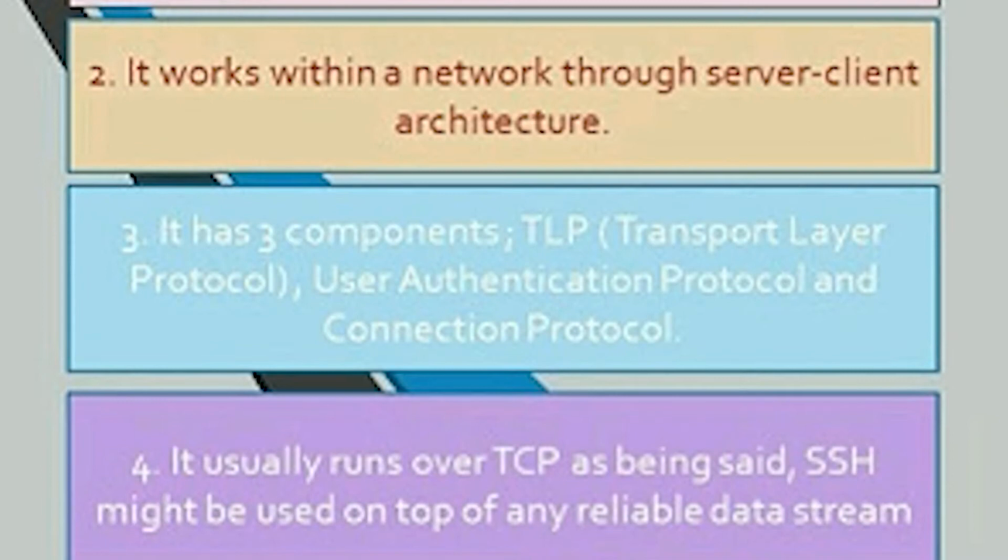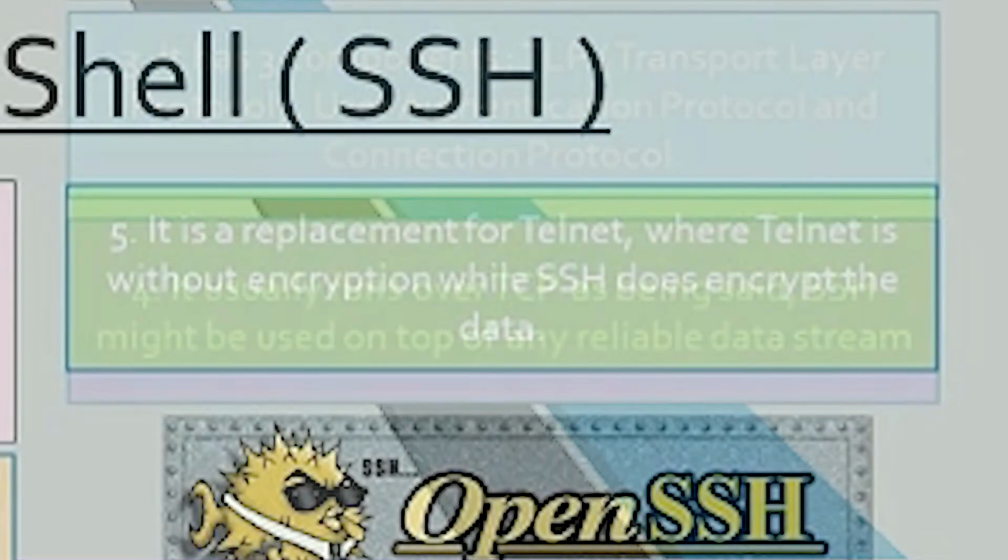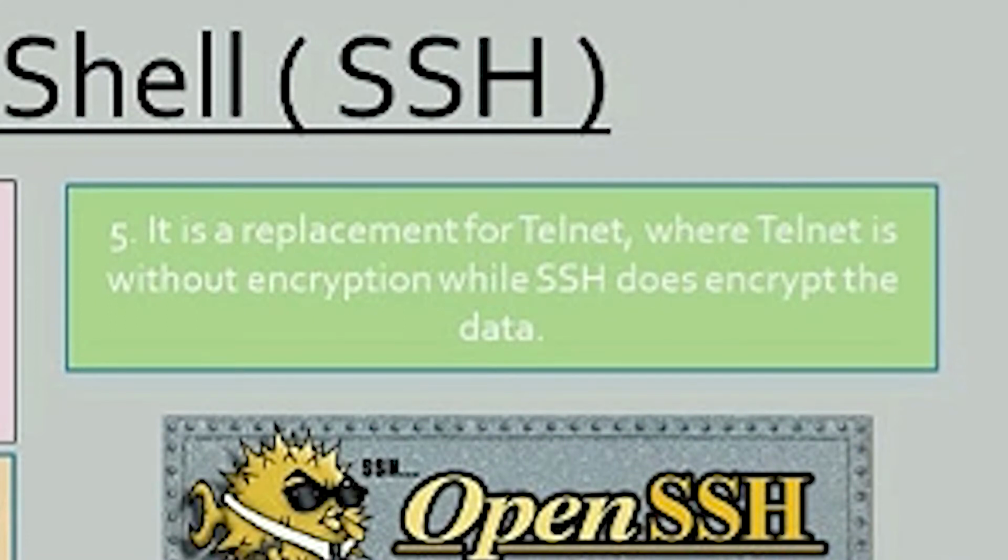Next, it has three components: TLP, Transport Layer Protocol, User Authentication Protocol, and Connection Protocol. Next, it usually runs over TCP. As has been said, SSH might be used on top of any reliable data stream. The last one is that SSH is actually a replacement for Telnet, where Telnet is a protocol without encryption, while SSH is a protocol with encryption.